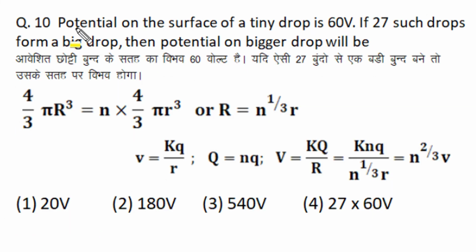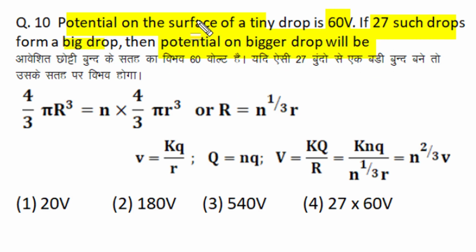We end this learning video with a different type of conceptual question. Potential on the surface of a tiny spherical drop is 60 volt, and if 27 such tiny drops form a big drop, then what is the potential on the bigger drop?